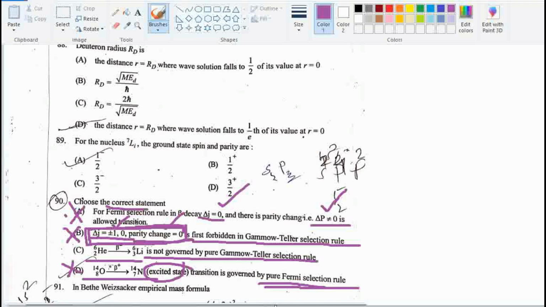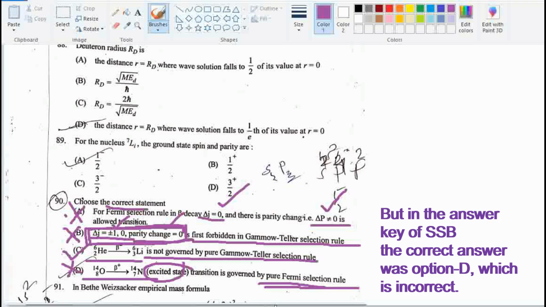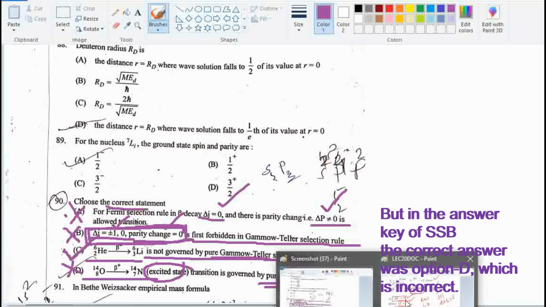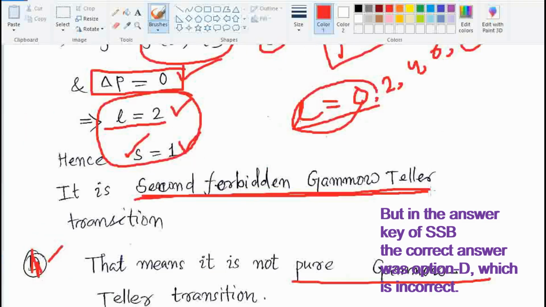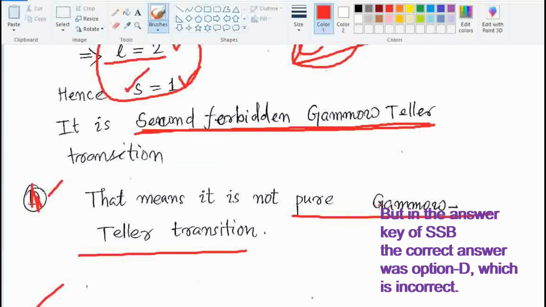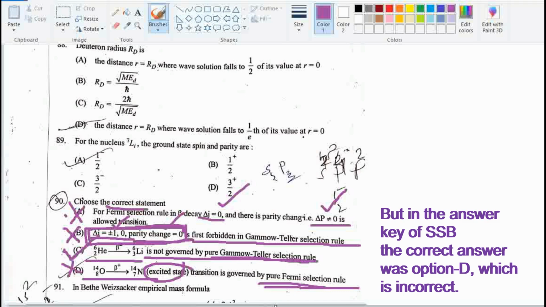So which option is correct? We have doubt on option C. And we confirm that as option D is incorrect, option C is the correct one, because it is given that it is not a pure Gamow-Teller transition, and for option C we are getting a second order Gamow-Teller transition. Second order means forbidden, so it is not a pure Gamow-Teller transition. So option C is the correct one. Hope you got all the answers.